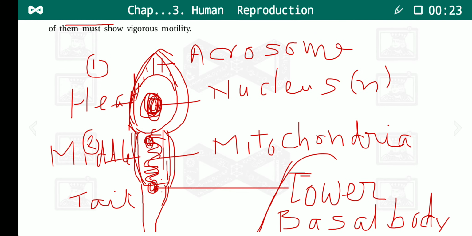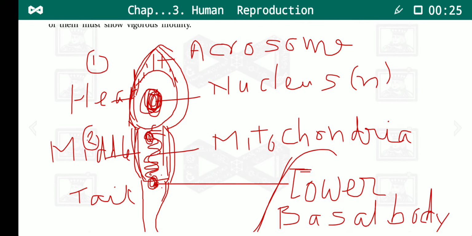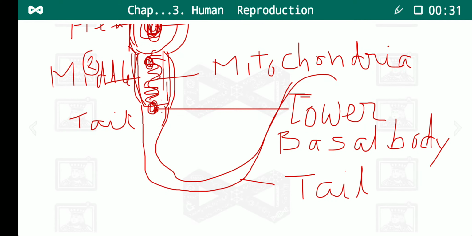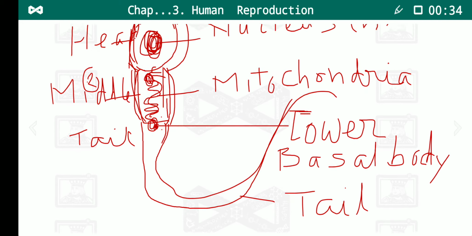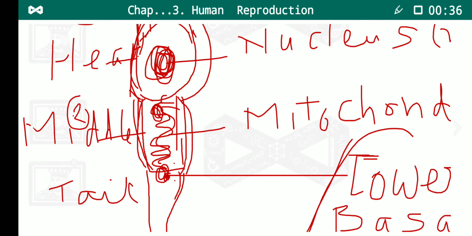One is the head region, second is the middle region, and third is the long tail. And between the head and middle region, there is also a neck region present here.